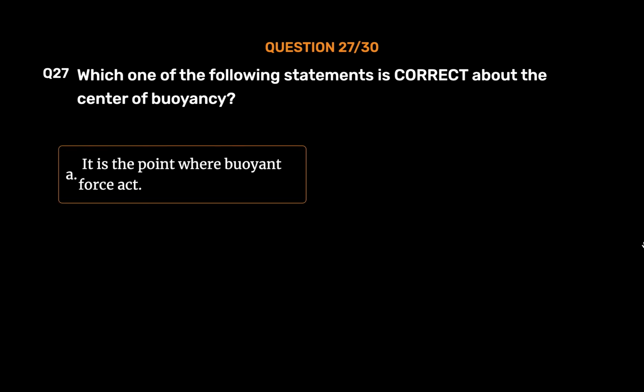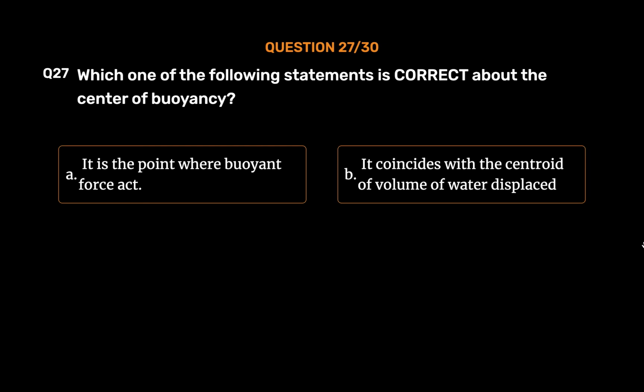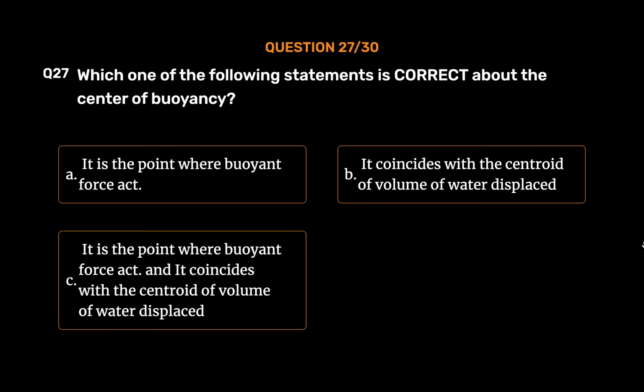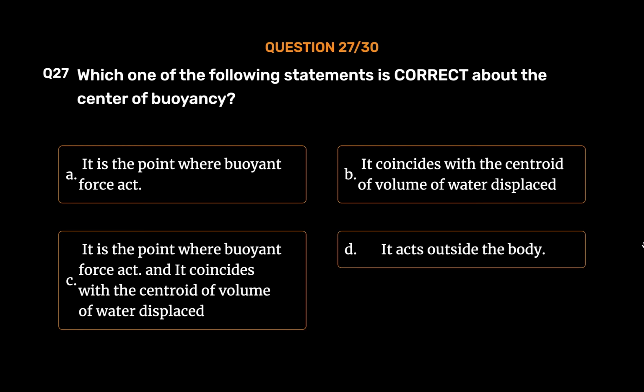Option A. It is the point where buoyant force acts. Option B. It coincides with the centroid of volume of water displaced. Option C. It is the point where buoyant force acts, and it coincides with the centroid of volume of water displaced. Option D. It acts outside the body. The correct answer is option C. It is the point where buoyant force acts, and it coincides with the centroid of volume of water displaced.